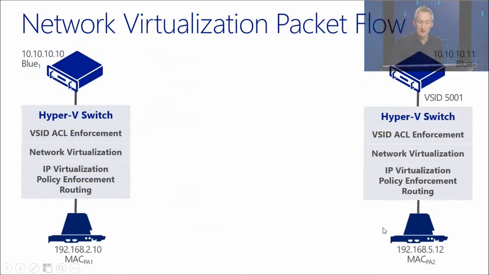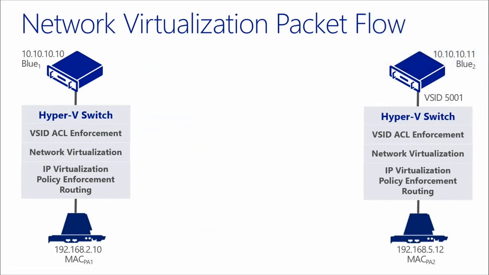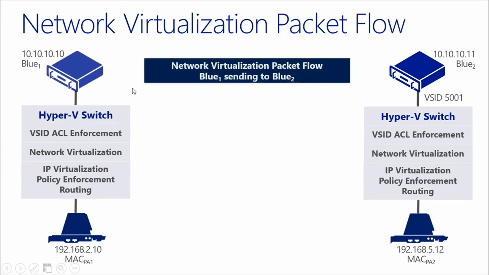And if we see that in a little bit more detail, we can see here we've got a Hyper-V host and a VM, blue 1, blue 2 on the right-hand side, and these two want to communicate. They're running on independent Hyper-V hosts, 2.10, 5.12, as you can see at the bottom there. They've got their MAC addresses. And this is the Hyper-V extensible switch we talked about earlier on. So what happens when it traverses, this is blue 1 wanting to send something to blue 2. And it's got to traverse the physical network infrastructure to achieve this goal.